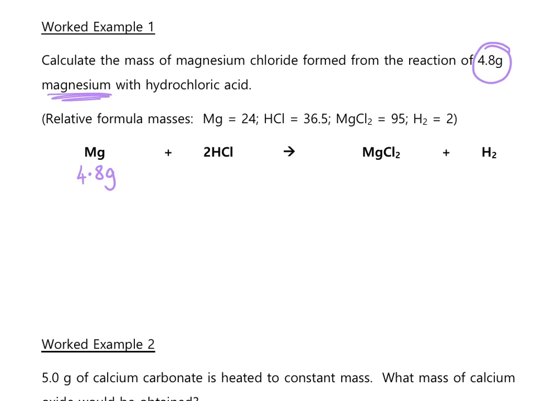And I underlined that part in red. So if I go back to my question, I'm told to calculate the mass of magnesium chloride formed. So that word formed means I know it's going to be a product. I know what I'm being asked to work out is a product, but essentially I just need to find it in my equation. Calculate the mass of magnesium chloride.